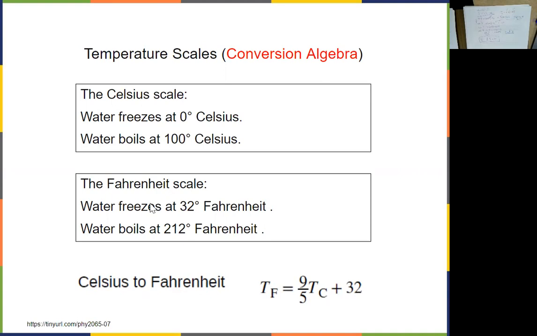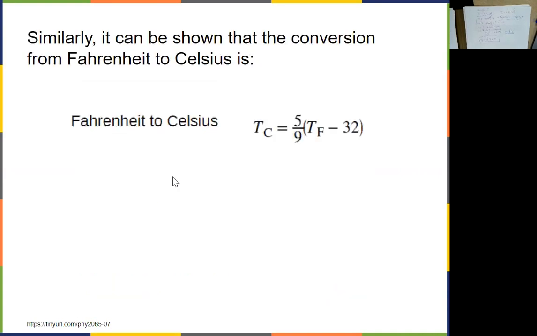But you should get a result like this. From Fahrenheit to Celsius, you subtract 32 from the Fahrenheit first, and then multiply the result by 5/9 to get the degrees in Celsius. So that's the conversion from Fahrenheit to Celsius.